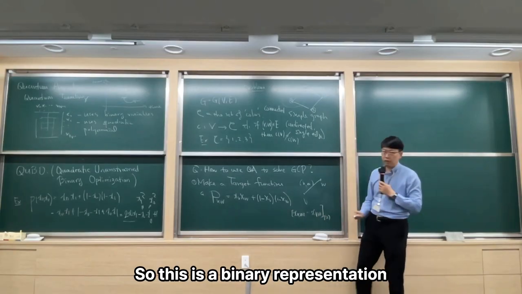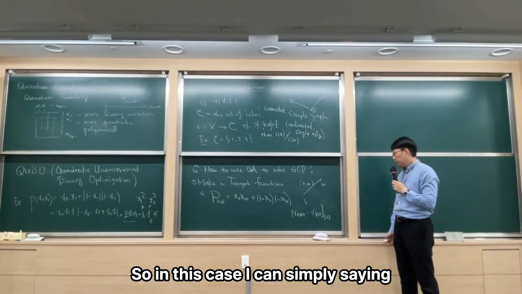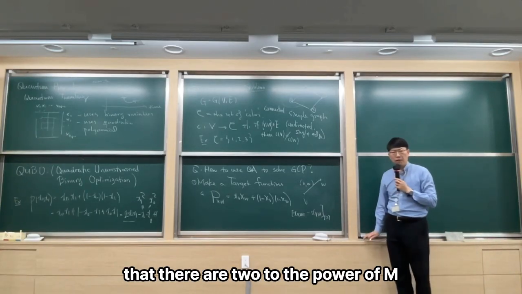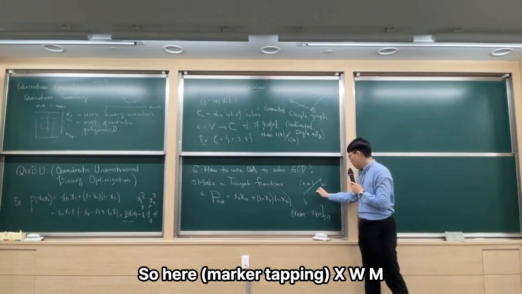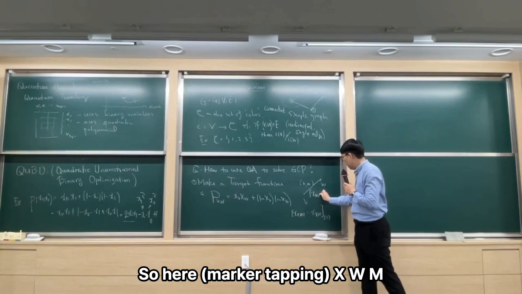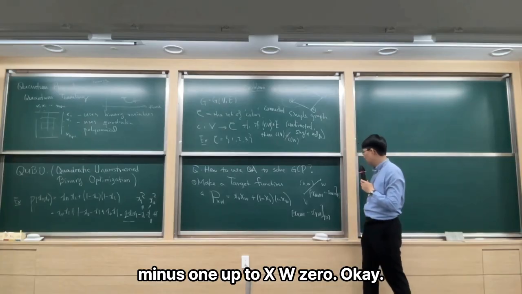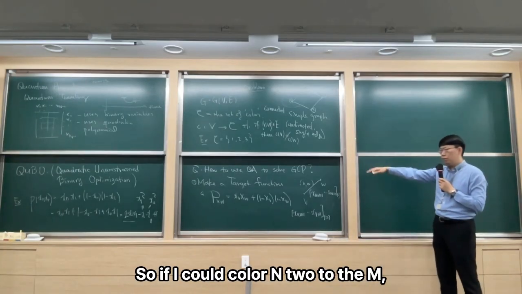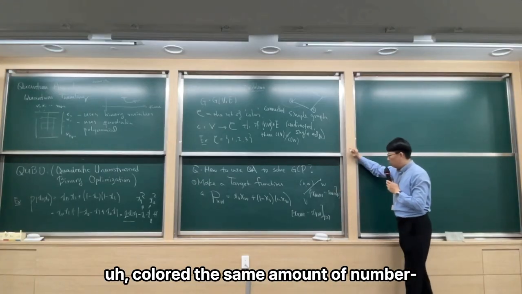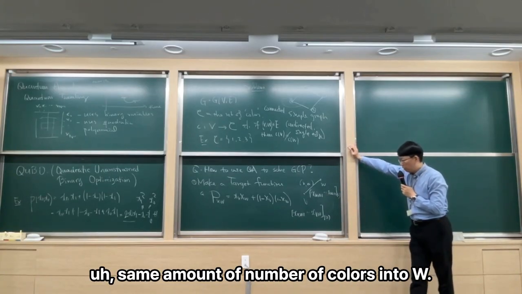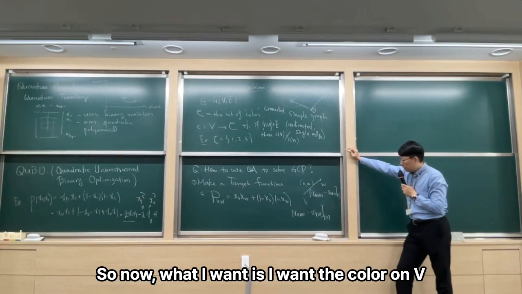This is a binary representation of a number, and this number represents the color. So in this case, I can simply say that there are 2 to the power of m different colors I can draw into this vertex. And the same for w: x_{w,m-1} up to x_{w,0}. If I can color v with 2 to the m different colors, I should have the same number of colors for w. So I should have the same number of digits for the binary representation of the number as a color.